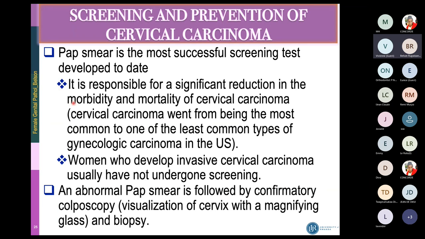With the pap smear, they say that because of pap smear screening, cervical carcinoma went from being the most common to one of the least common types of gynecological cancers in the United States. So this is helpful. They give vaccines against HPV serotypes here in Rwanda too, to girls who are supposed not to have had sexual intercourse, so they are supposed to have no HPV infection. Once someone is already infected with HPV, it doesn't help.